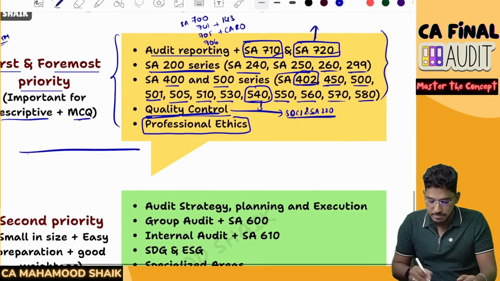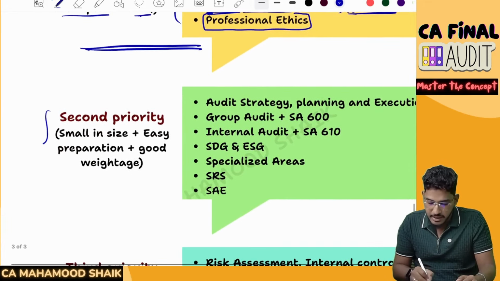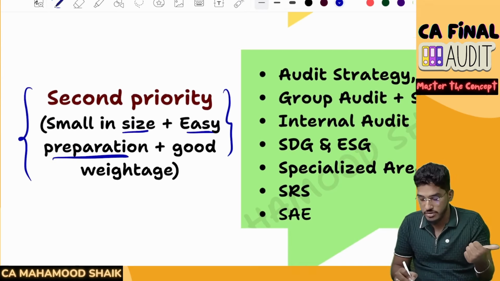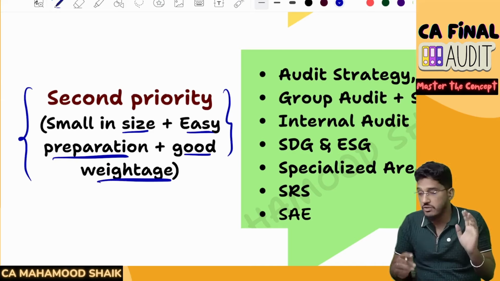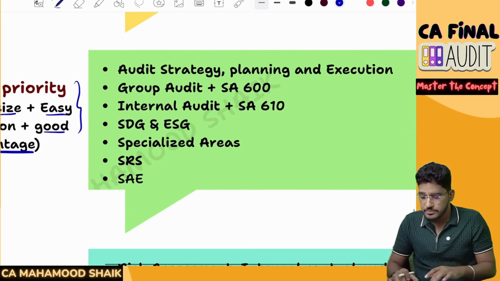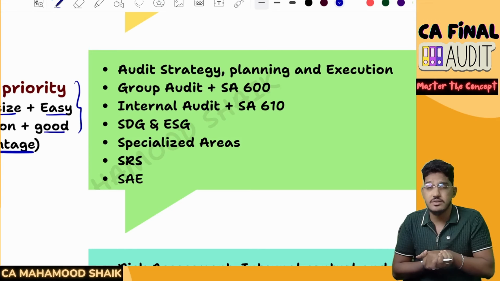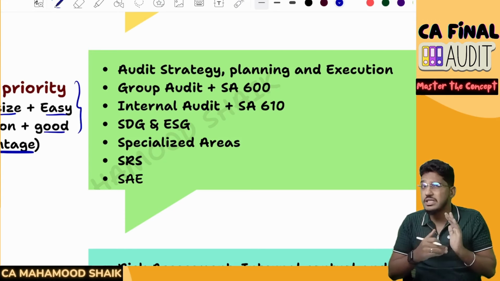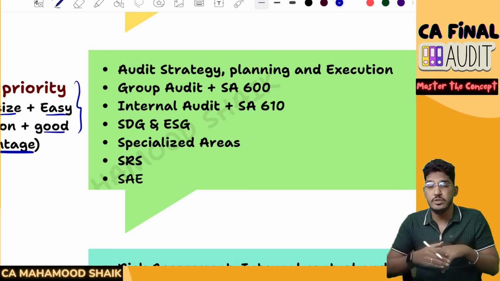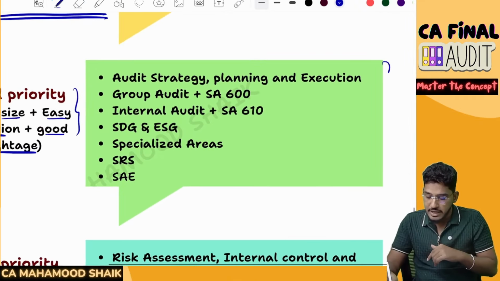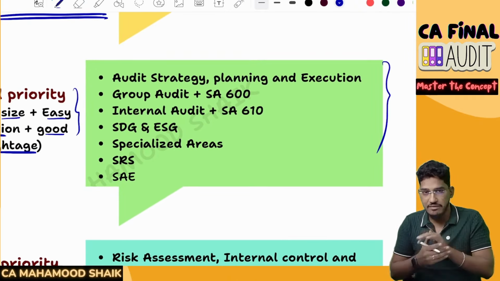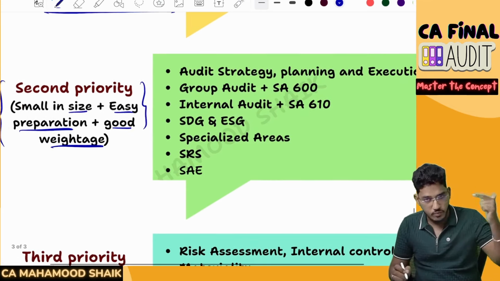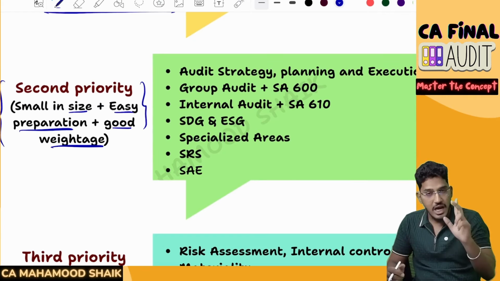Once you are thorough with these chapters, next I have given the second priority chapters, where I have identified the chapters which are small in size and easy for preparation, yet we are going to get good weightage from them. Here I have done a cost benefit analysis, in terms of the time you will spend on the chapter and, in return, the weightage you can expect. From these chapters I get the best output for the time spent. Why? Because, as I have told, these chapters are very small in size, very easy to prepare, will not drain you much, and you are going to get good weightage.